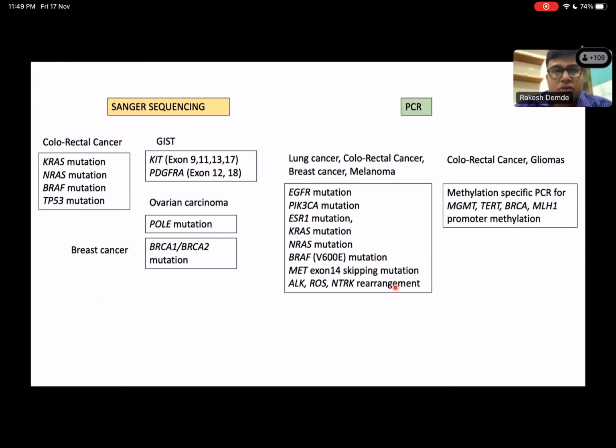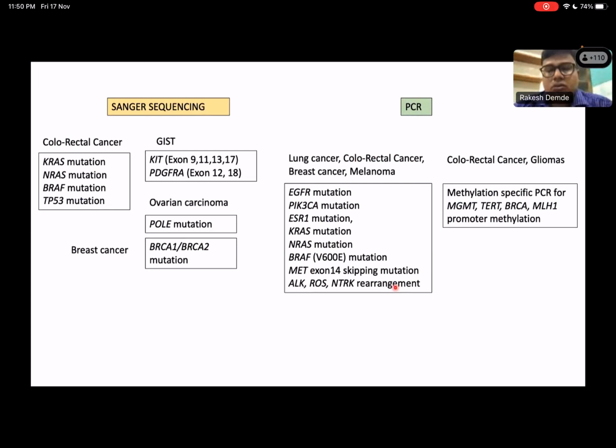So these are the two techniques routinely used in molecular lab. For colorectal, we have sequencing assays for KRAS, NRAS, BRAF, TP53. For breast, BRCA1 and BRCA2 can be done by Sanger sequencing after modification of the Sanger sequencing technique. There are PCR, real-time PCR, and digital PCR available for single mutations, for EGFR, PIK3CA. So these PCR reactions can be done for a single particular gene.